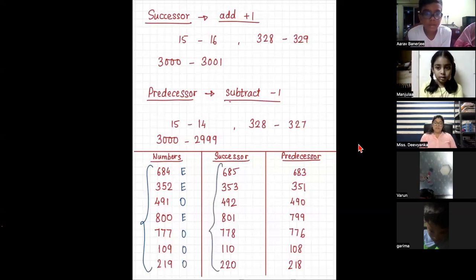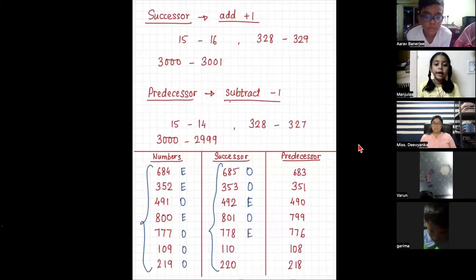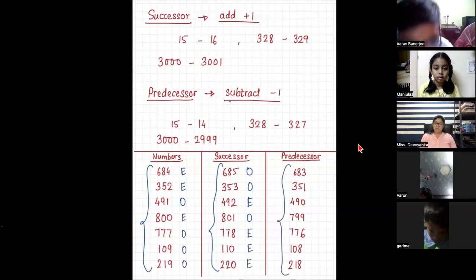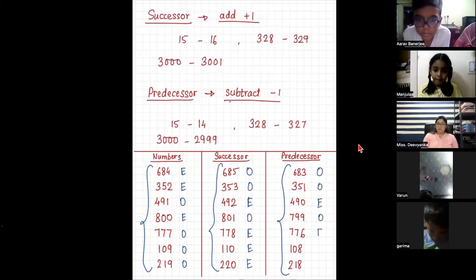Now let's do these numbers. 685, odd number. 353, odd number. 492, even number. 801, odd number. 778, even number. 110, even number. 210, even number. Very good. And now this last column: 683, odd number. 351, odd number. 490, even number. 799, odd number. 776, even number. 108, even number. And the last one, 218, even number. Very good.